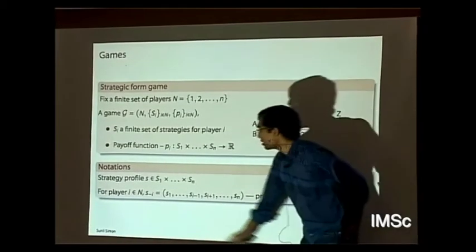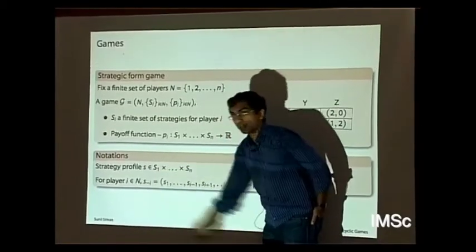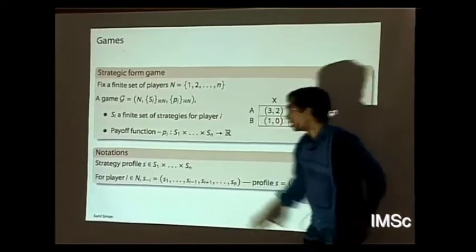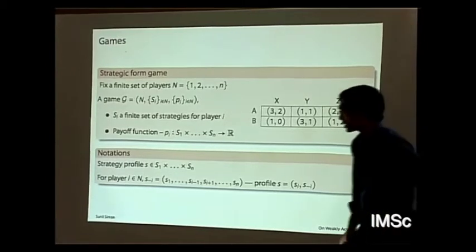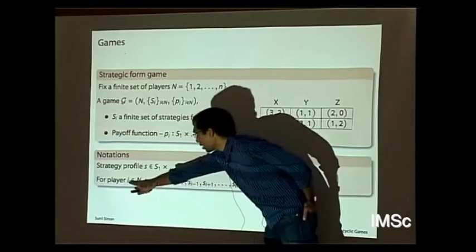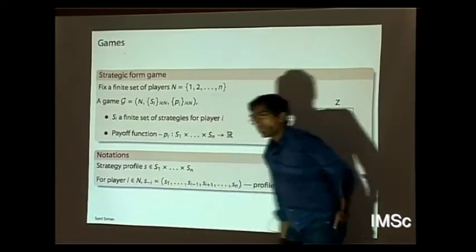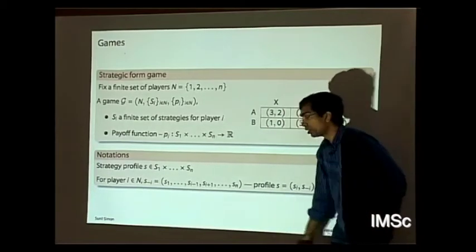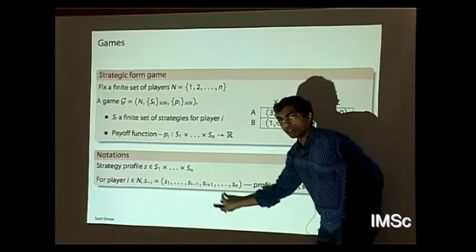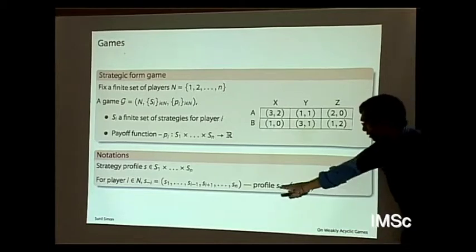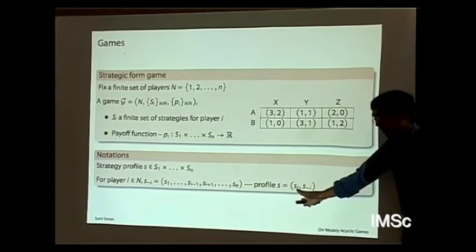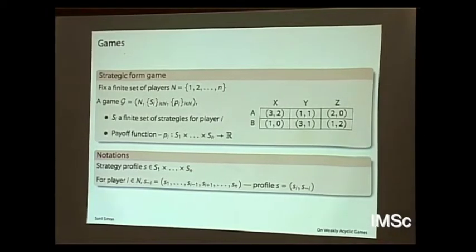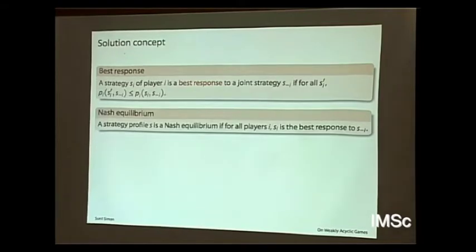A strategy profile is simply a choice made by all the players. So it's an element of this cross product, S1 to Sn. And if you fix a player i, then S minus i denotes the n minus 1 tuple where Si is missing in this tuple. And so you get the strategy profile S by adding back Si into S minus i. So what is the best response?